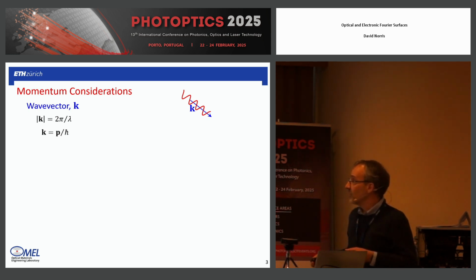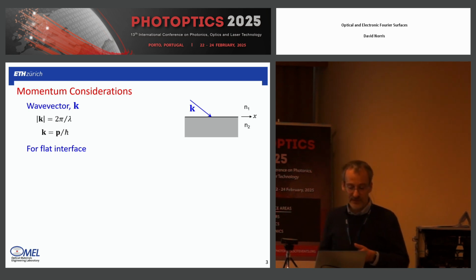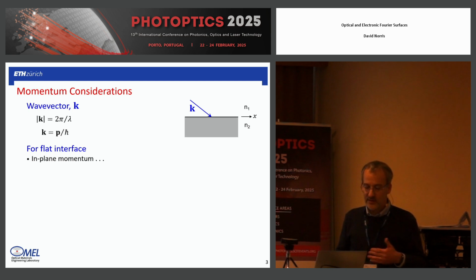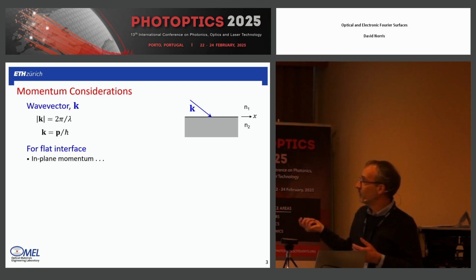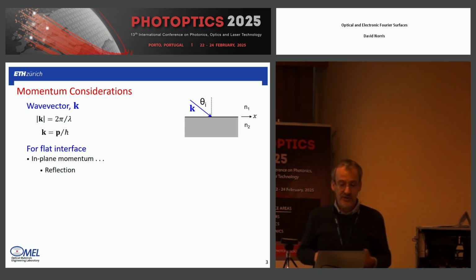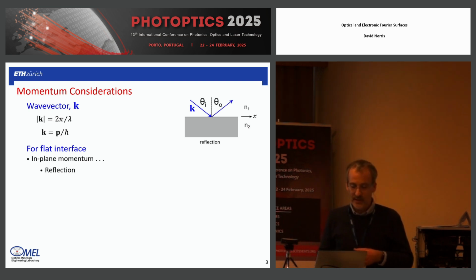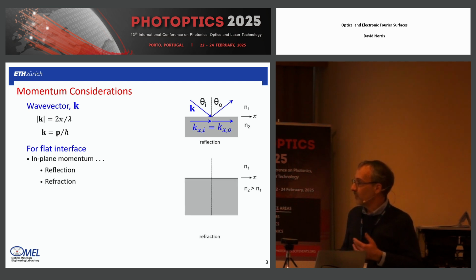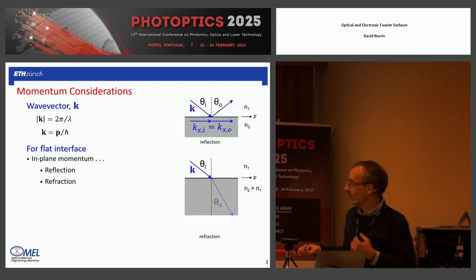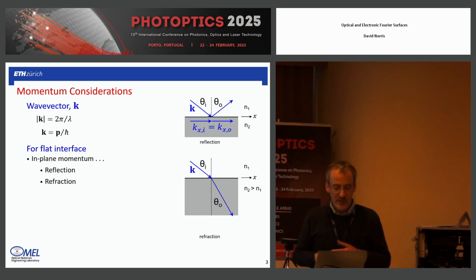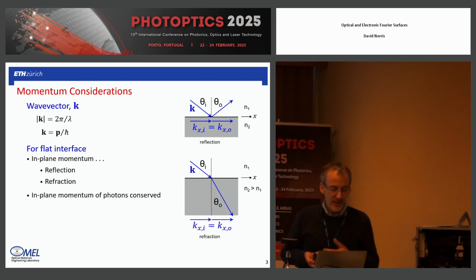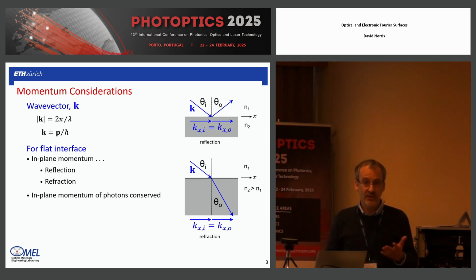So if we then imagine this light wave impinging on a flat interface between two different materials, we can consider the in-plane momentum, so the x component of the momentum. And for reflection, we know that the angle of incidence equals the angle of the output. This is simply to conserve the in-plane momentum. Similarly, for refraction, we know if light enters a material with a higher refractive index, that it bends towards the surface normal. And again, this is simply to conserve the in-plane momentum. So in-plane momentum in these cases is conserved.